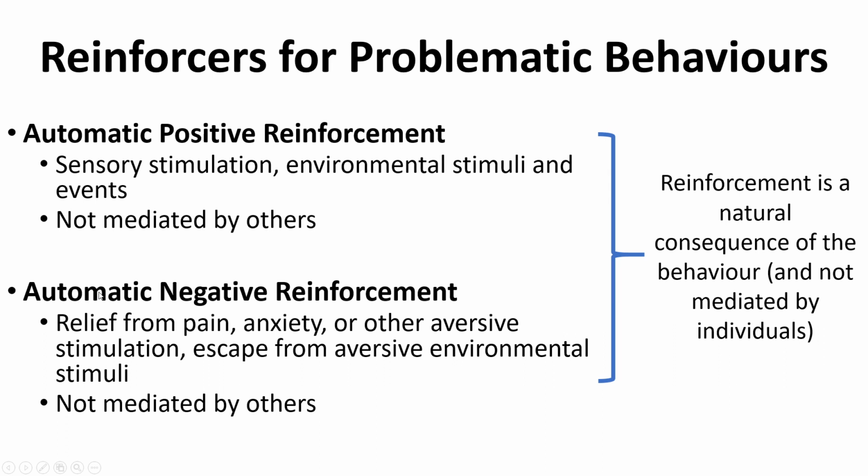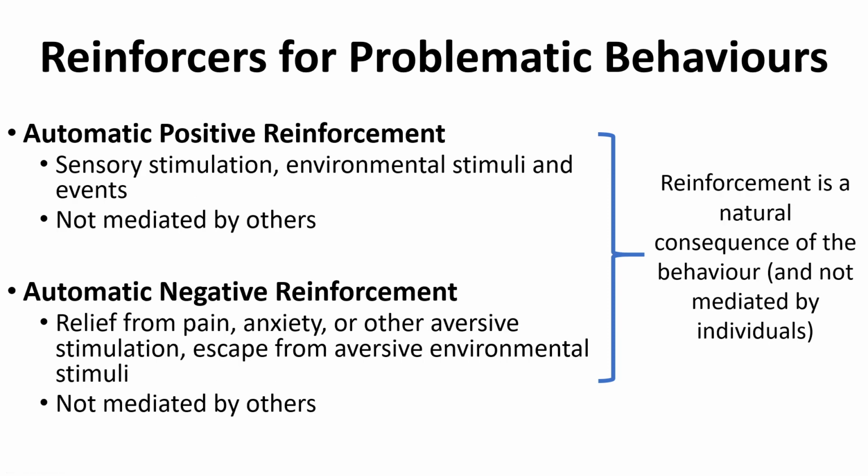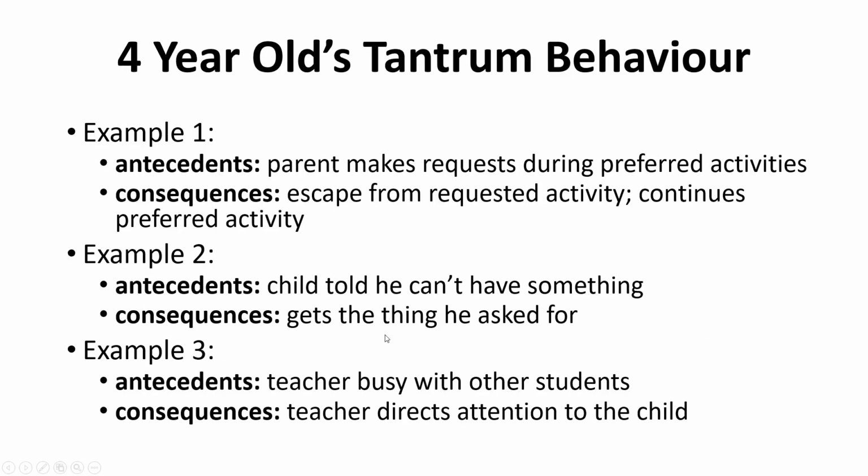They can just now be automatic or social based on whether they are mediated by others or not. Okay, so let's move on to a couple examples of identifying antecedents and consequences. So in all of these examples, the behavior is that a 4-year-old child throws a temper tantrum.